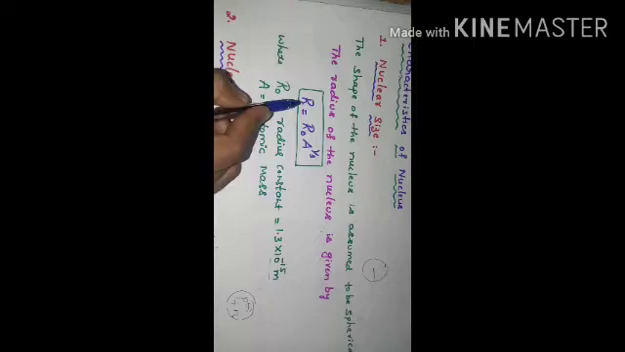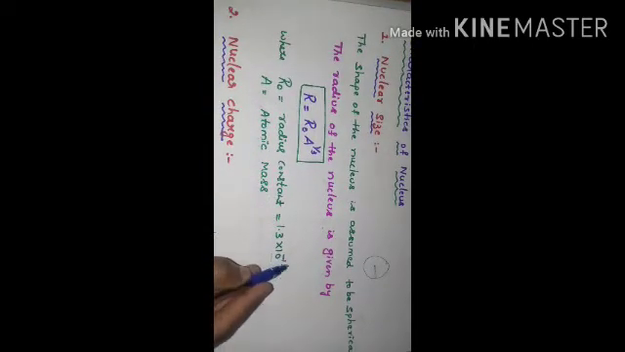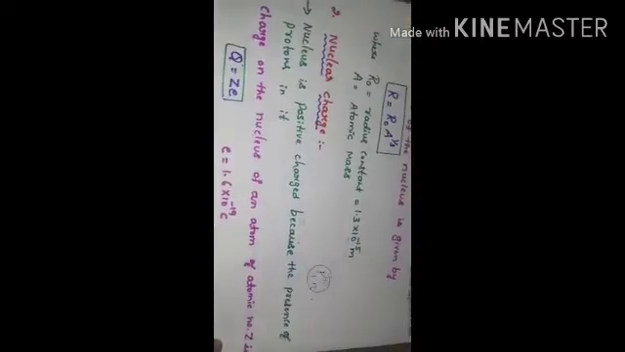R is the radius. R naught is the radius constant. Its value is 1.3 into 10 to the power of minus 15 meter, that is Fermi. A is the atomic mass. Now coming to the second characteristic, that is nuclear charge.